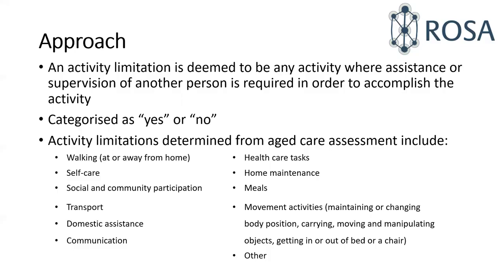An activity limitation is deemed to be any activity where assistance or supervision of another person is required in order to accomplish the activity. These are categorised as yes or no. The activity limitations determined from the aged care assessment include walking, at or away from home, self-care, social and community participation, transport, domestic assistance, communication, healthcare tasks, home maintenance, meals, and movement activities.